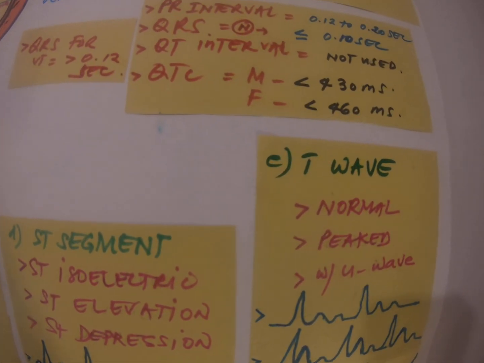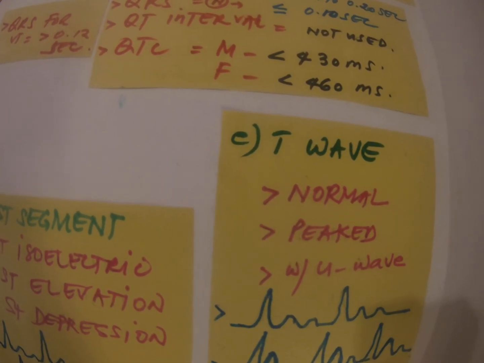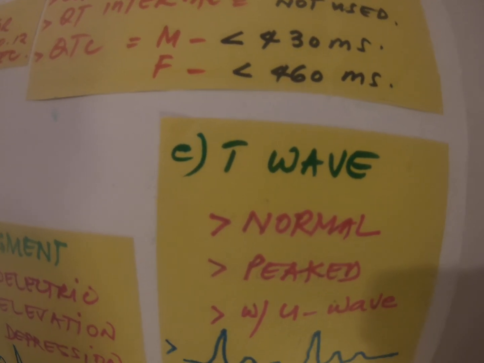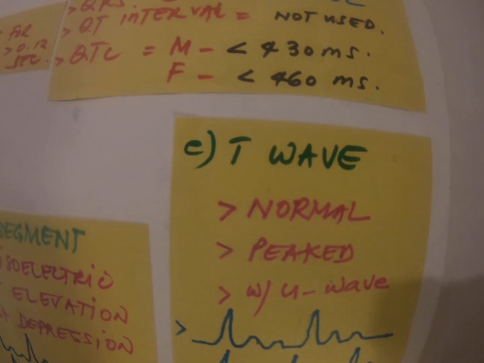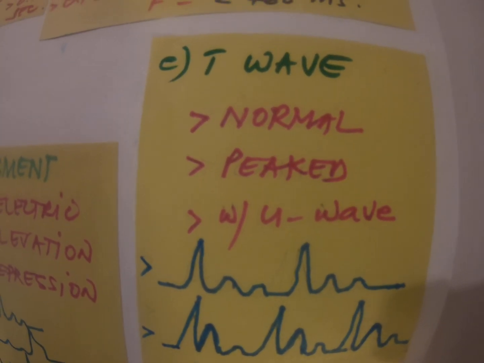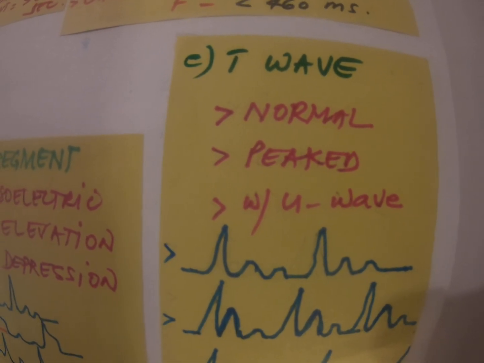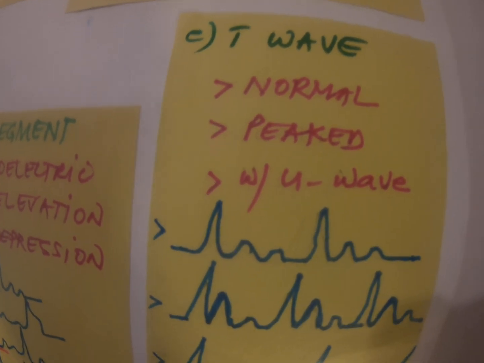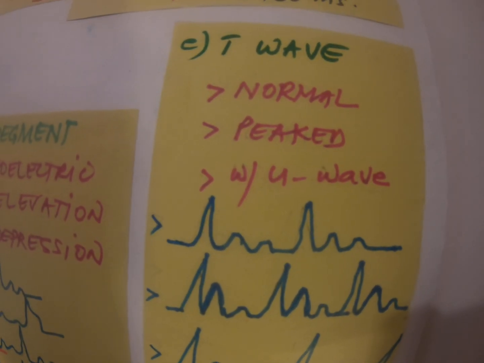Another one to consider is the T wave. Is your T wave normal? Is it peaked? Or is it with a U wave? Okay, that is my normal T wave here. I'm showing you, there's a peaked T wave in here. It's either your potassium is high, hyperkalemic, very common for renal patients.